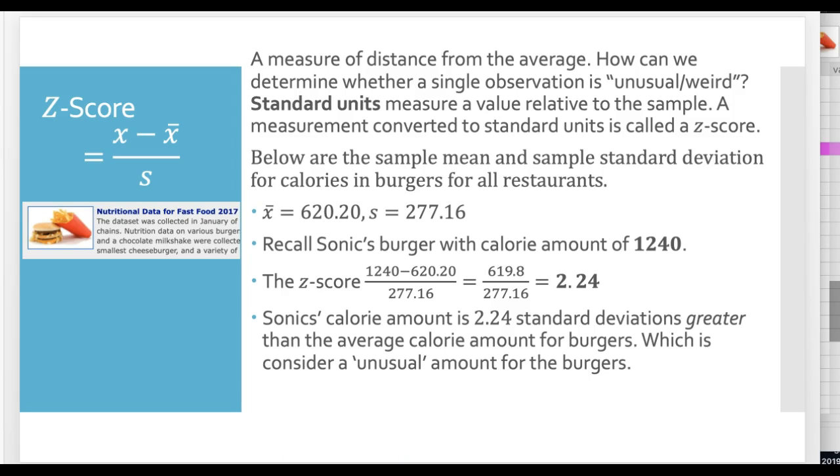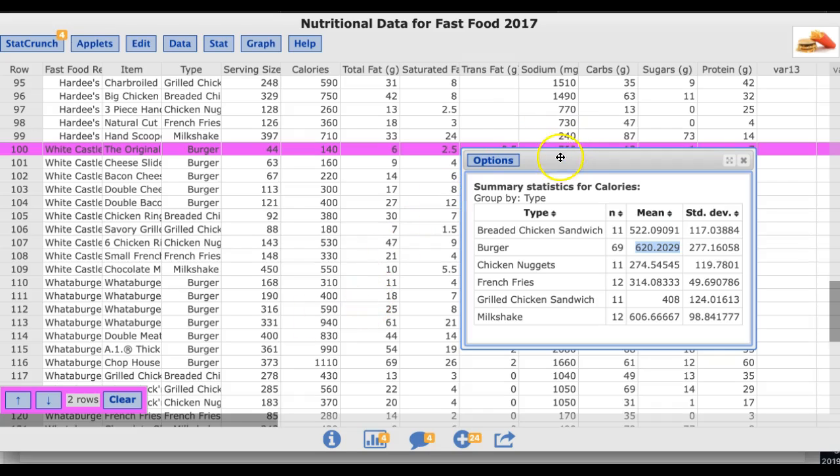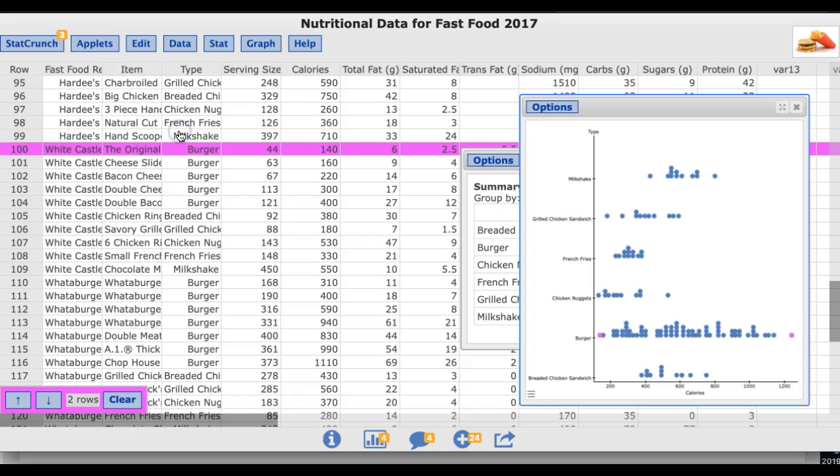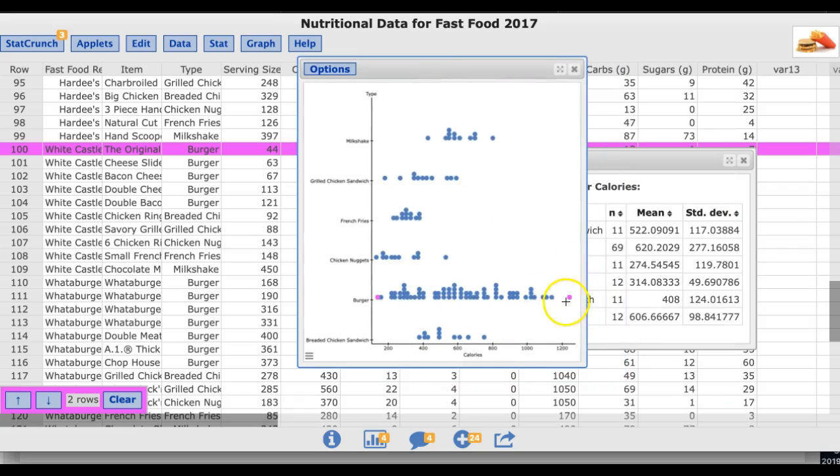Okay. So one more example. If we look at the Sonic Burger, it had the largest amount of 1,240. And if we go back and look at the graph here, as far as the distance goes, it was pretty far out there. There's a little bit of space there. So maybe this has more potential for being a weird or unusual observation. Not only is it the largest, but it's also weird. It's not consistent with the data.